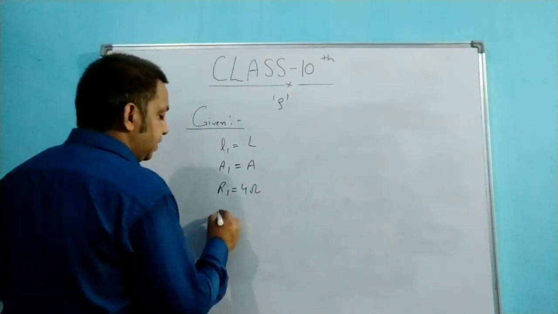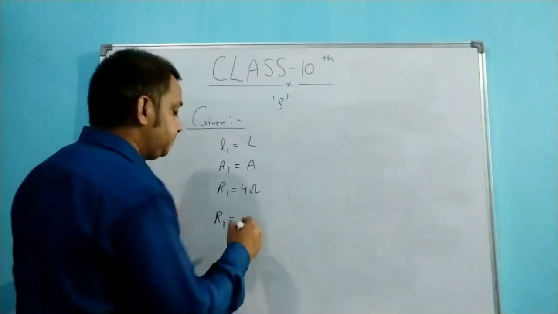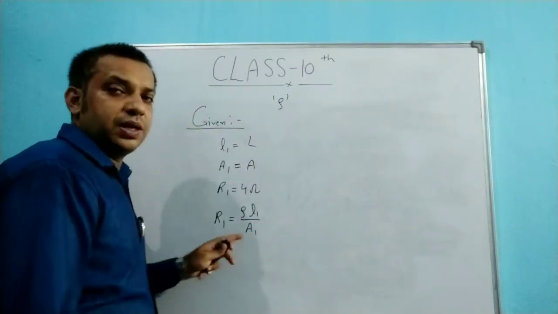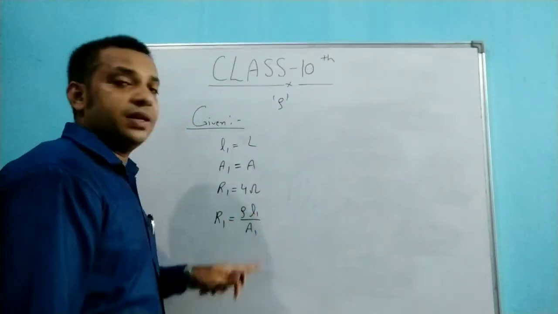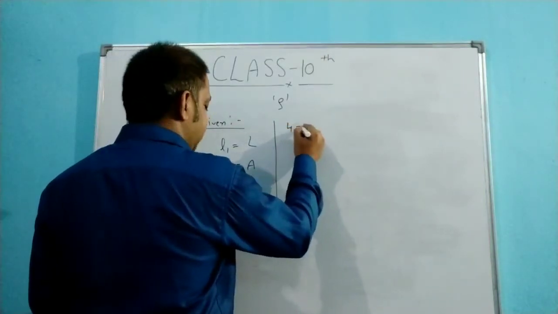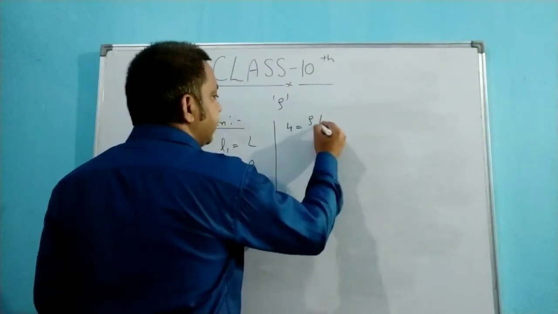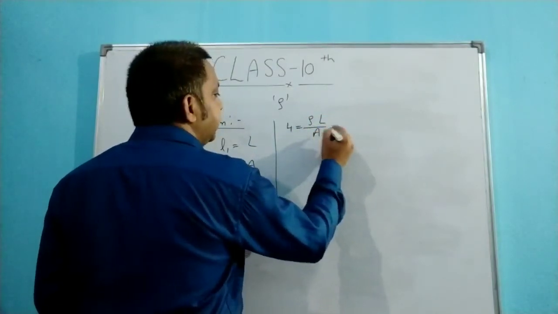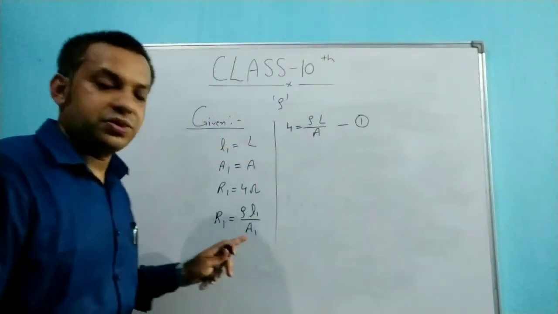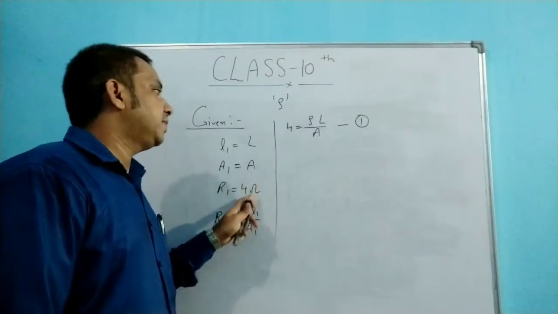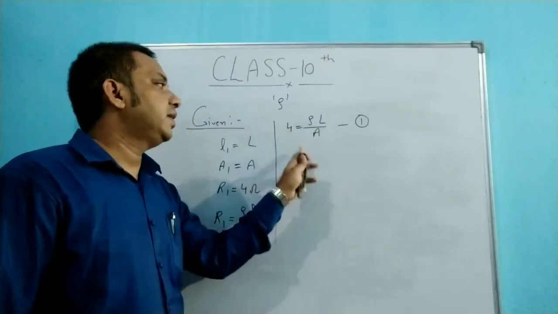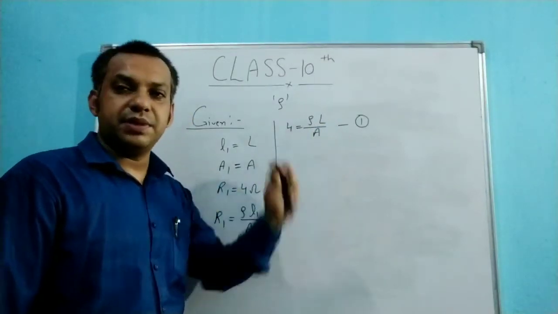So what is the value of R1? R1 is equal to rho L1 by A1. So you will write rho L1 upon A1, the basic definition. R is equal to rho L upon A. Just put the values of L1 and A1. So R1, which is 4, equals rho, with L1 as capital L and A1 as A. So this is your equation number 1. The value of R1 given in the question is 4 ohm, and the value of rho is constant in both cases, because it is the same material, and the length is given capital L and the area of cross section is given capital A.